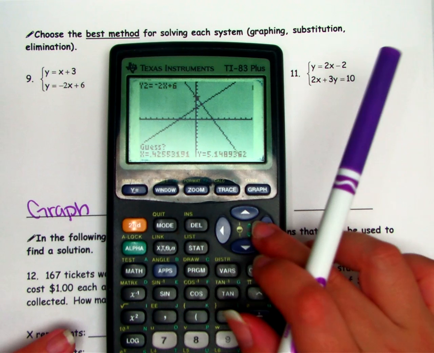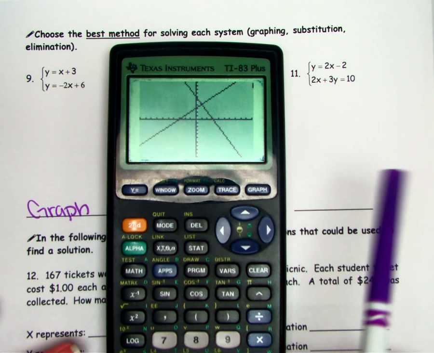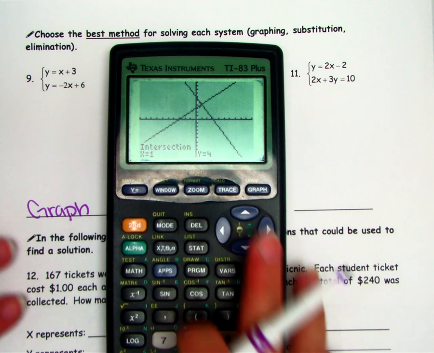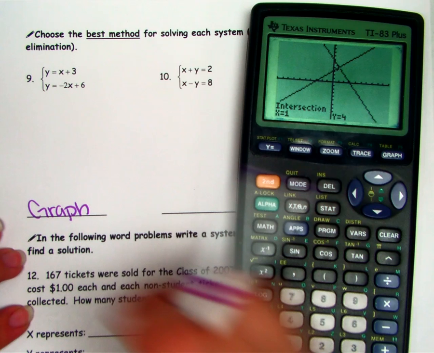It's asking, do I want to guess? Well, sure, I'll get as close as I can. Push enter, and there's my final answer. My x is 1, my y is 4. So I have to write it as an ordered pair, (1, 4).